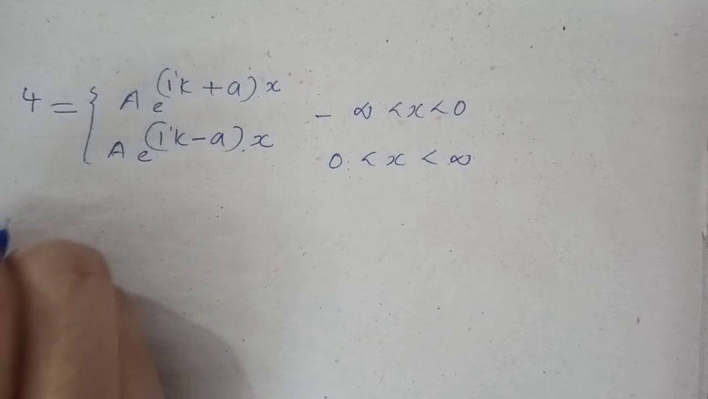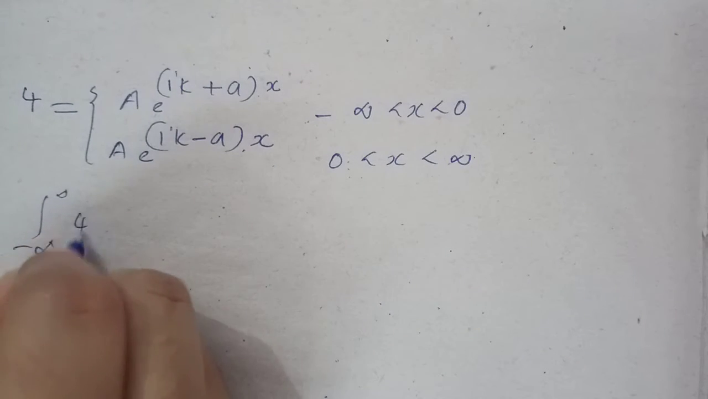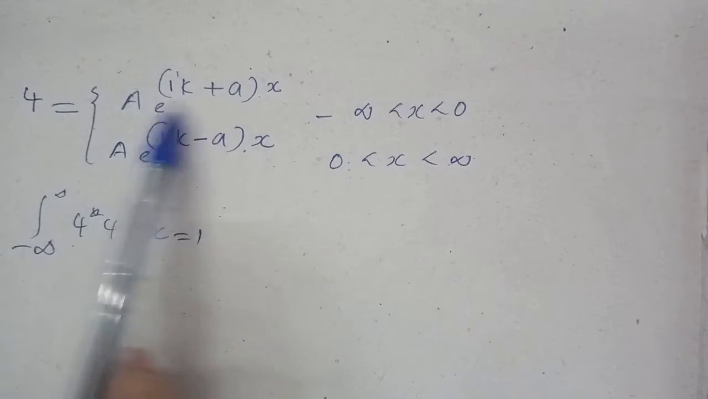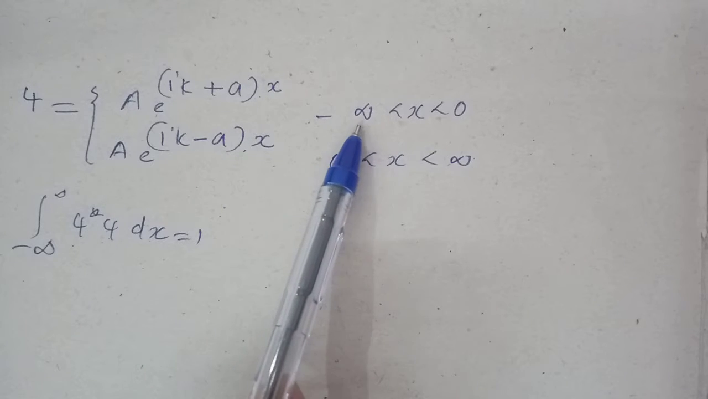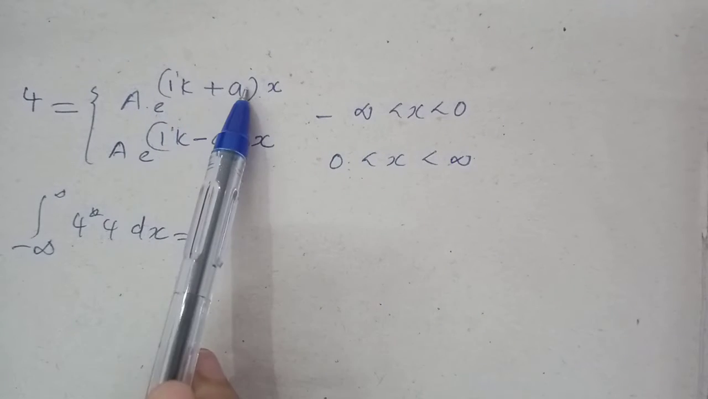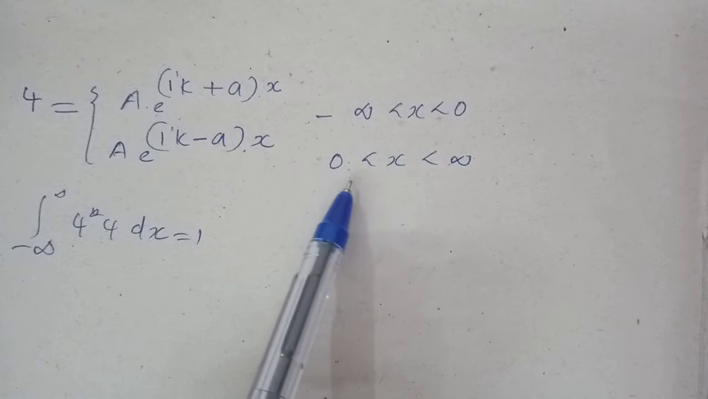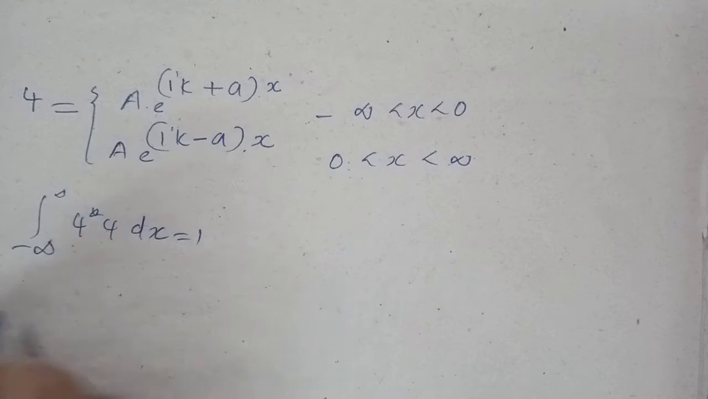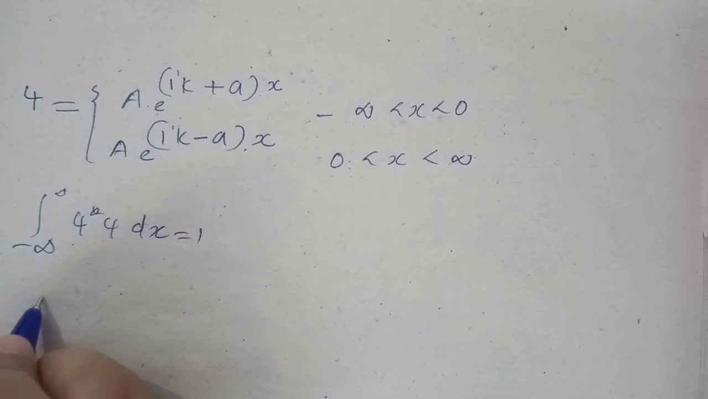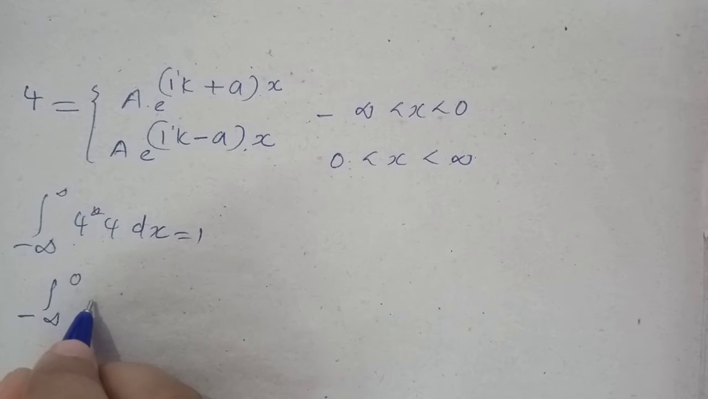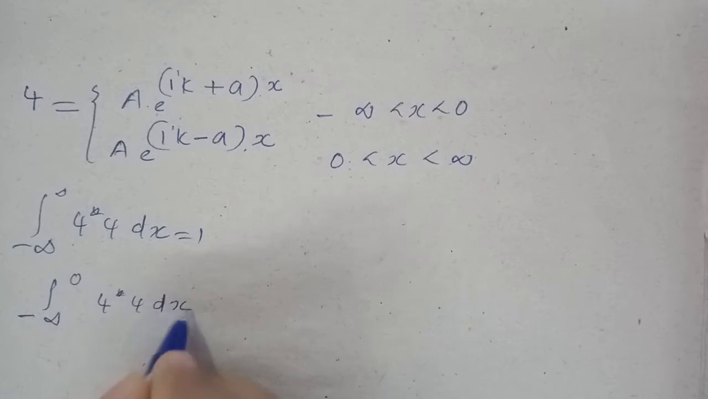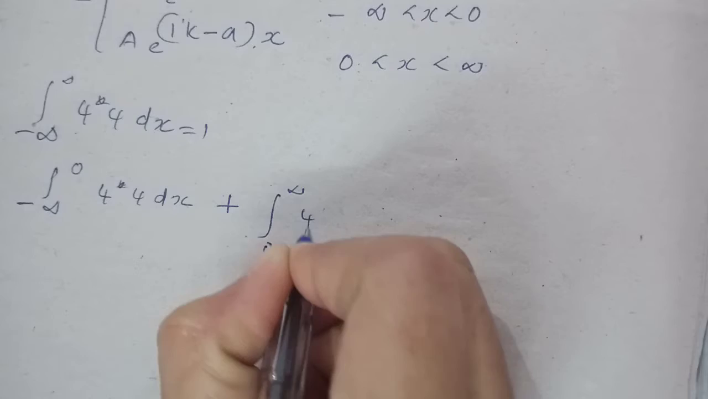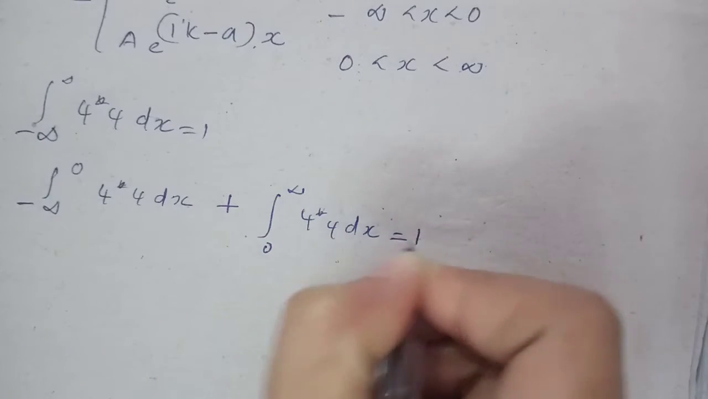For that we know that the integral from minus infinity to plus infinity of psi star psi dx is equal to 1. The function from minus infinity to 0 is a e raised to i(k plus a)x, and from 0 to infinity the function is a e raised to i(k minus a)x. So we have to split the limit: integral minus infinity to 0 of psi star psi dx plus integral 0 to infinity of psi star psi dx equal to 1.